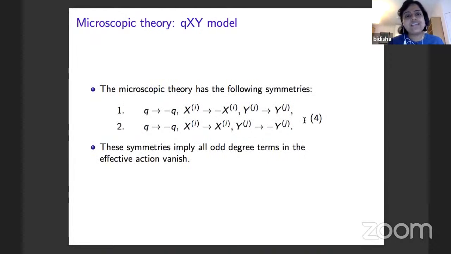Notice that this microscopic theory has a symmetry under Q going to minus Q, X going to X, or Q going to minus Q, Y going to Y. Because of this symmetry in the microscopic theory, the effective theory in this model for Q will just have even degree terms in Q, and all odd degree terms in Q should vanish.